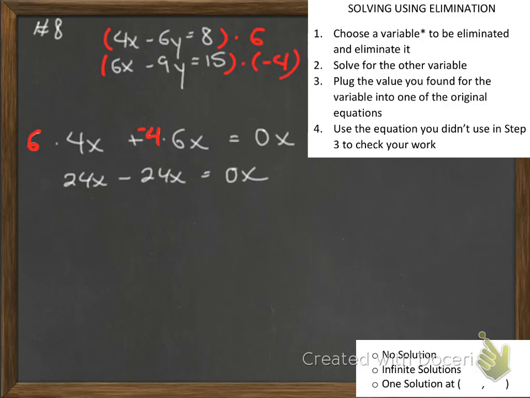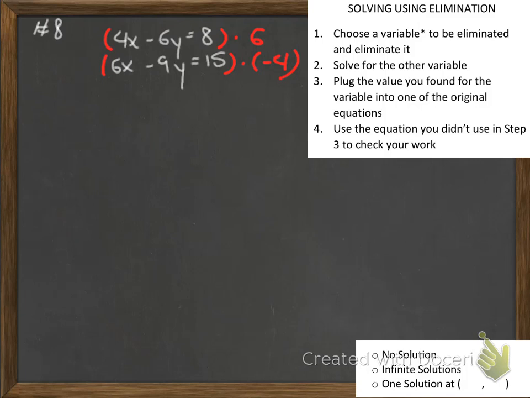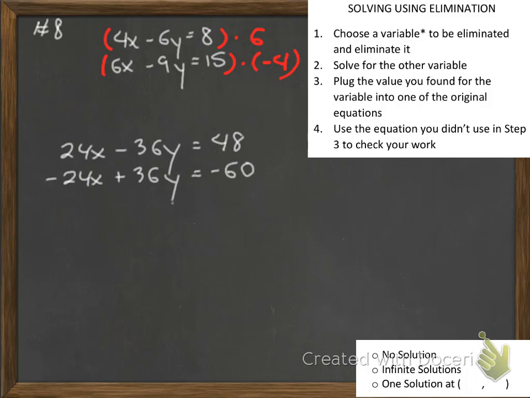I want to encourage you guys to remember you could also have multiplied the first equation by 3 and the second equation by negative 2. That is valid. All right, so let's go ahead and do this. So 4x times 6 is 24x. Negative 6y times 6 is negative 36y. We get equals 48. This gives us negative 24x plus 36y equals negative 60. Okay, this looks interesting. So we get 0x plus 0y equals negative 12.